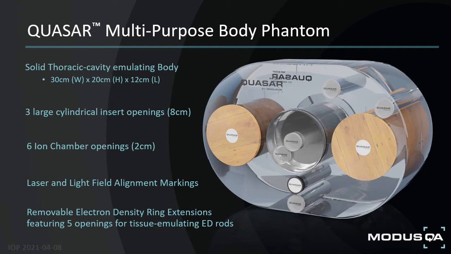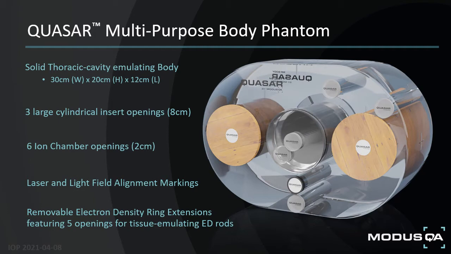And within that body oval, there are these large cylindrical openings that measure around 8 centimeters in diameter that lie at the center and the lateral left and right positions. So this allows for the phantom to be fitted up with 3 large inserts simultaneously, allowing for more possible tests to be conducted all at once, and thus resulting in a more efficient and faster acquisition of your QA results.